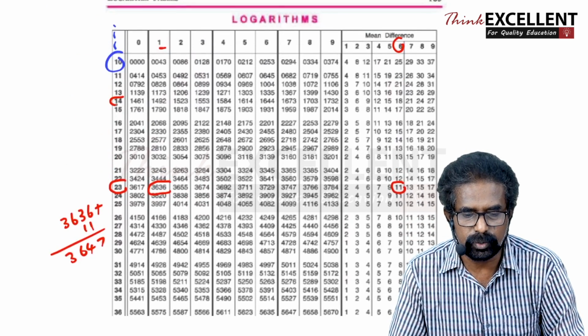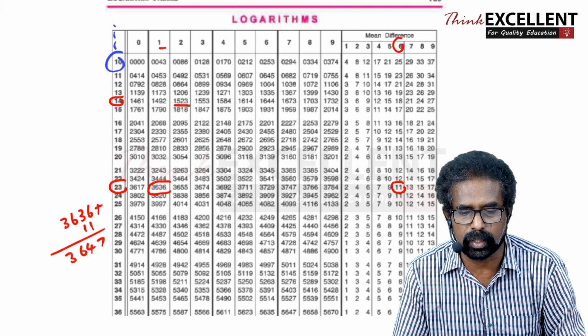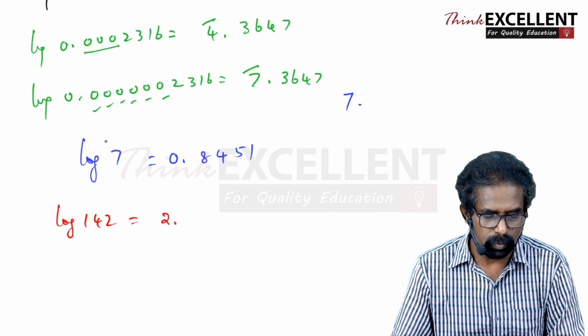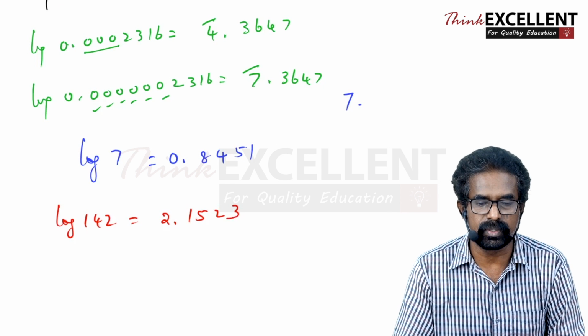Yes, 14, 2 means it is not 1, 2. It is 0, 1, 2. This one, 1, 5, 2, 3. 1, 5, 2, 3. Okay. Let's see one more example.